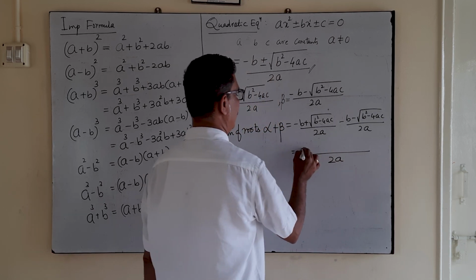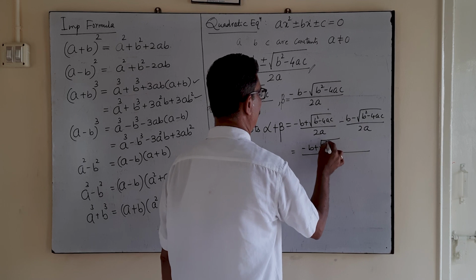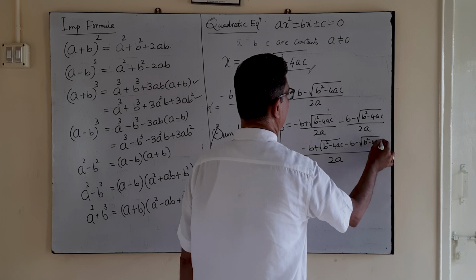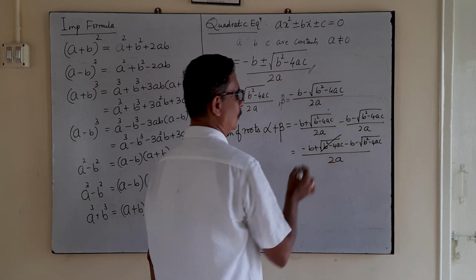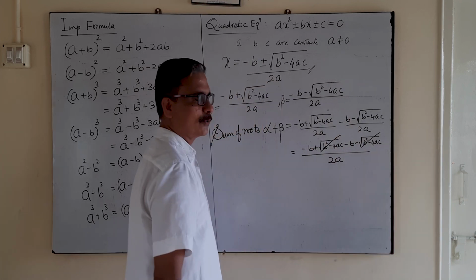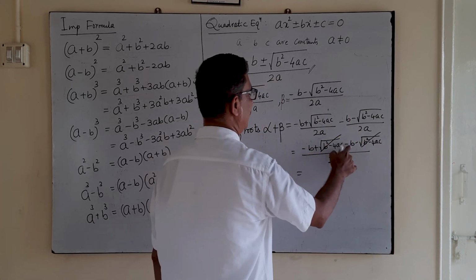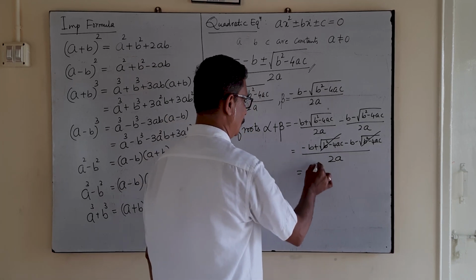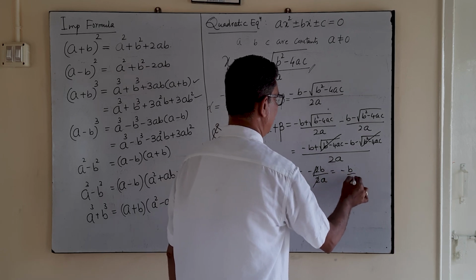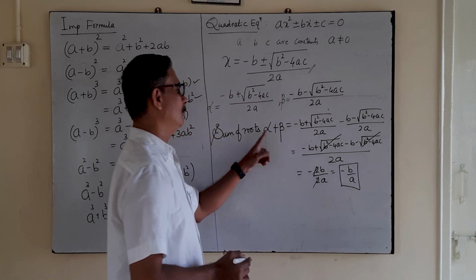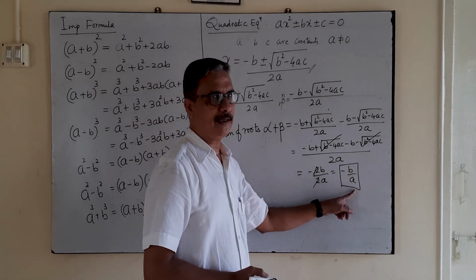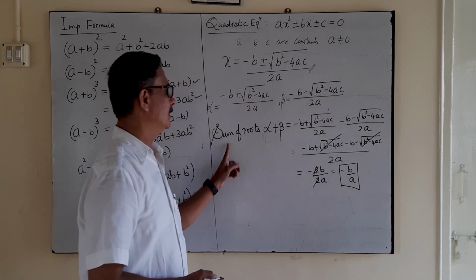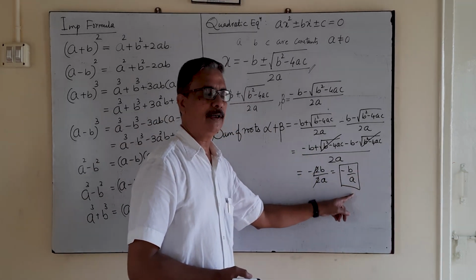LCM is 2a. Here minus b plus root of b square minus 4ac, minus b minus root of b square minus 4ac. Root of b square minus 4ac and minus root of b square minus 4ac cancel. Minus b minus b is minus 2b divided by 2a. 2 cancel, that is minus b by a. So the sum of roots is minus b by a. You know it; I just explained how it comes. So remember, sum of roots is minus b upon a.